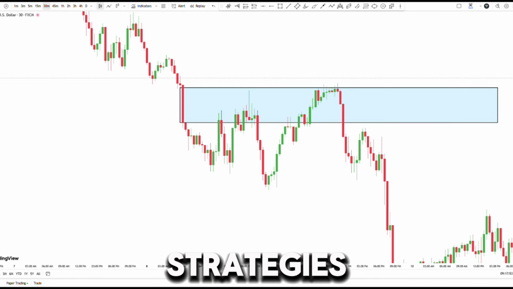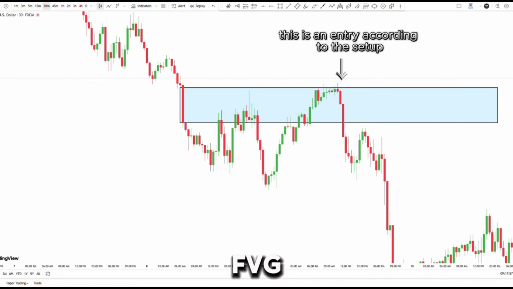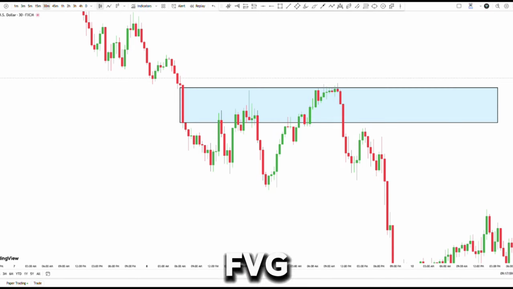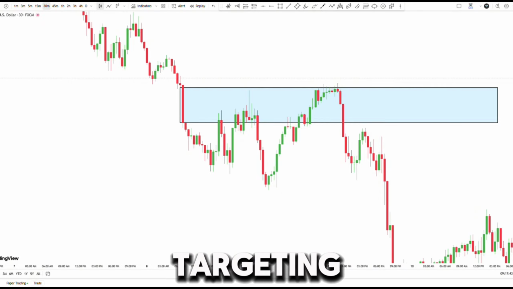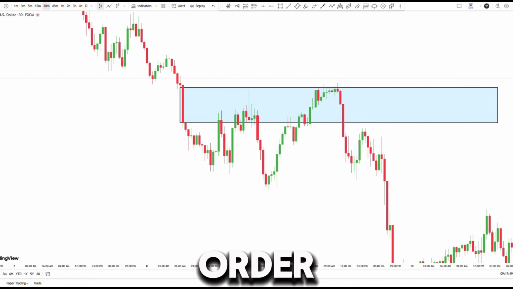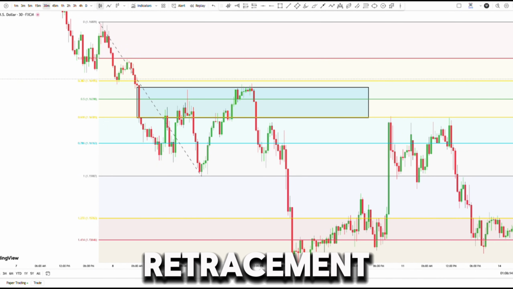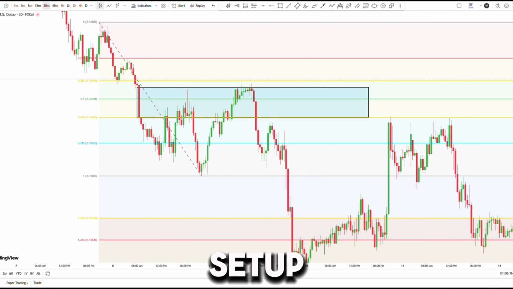Trading strategies. Gap fill entries. Enter trades expecting price to revisit the FVG. For a bullish FVG below current price, buy when price approaches the upper boundary, targeting the lower boundary or beyond. Confluence with other tools. Combine with support and resistance, order blocks, or Fibonacci levels. For example, if an FVG aligns with a 50% retracement, it's a high probability setup.